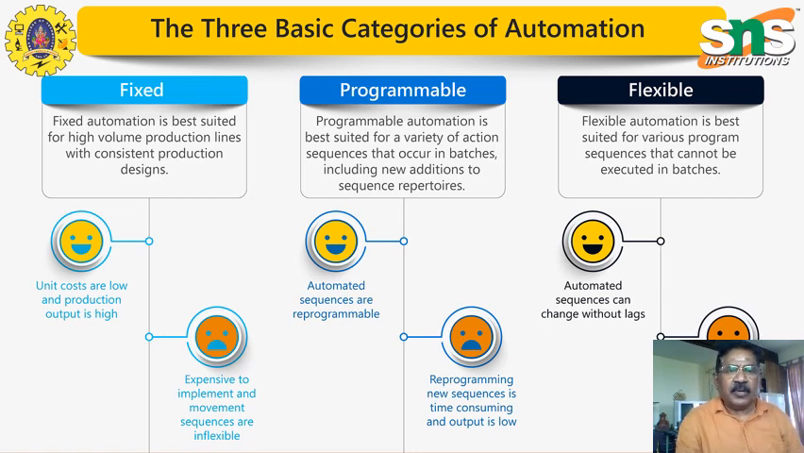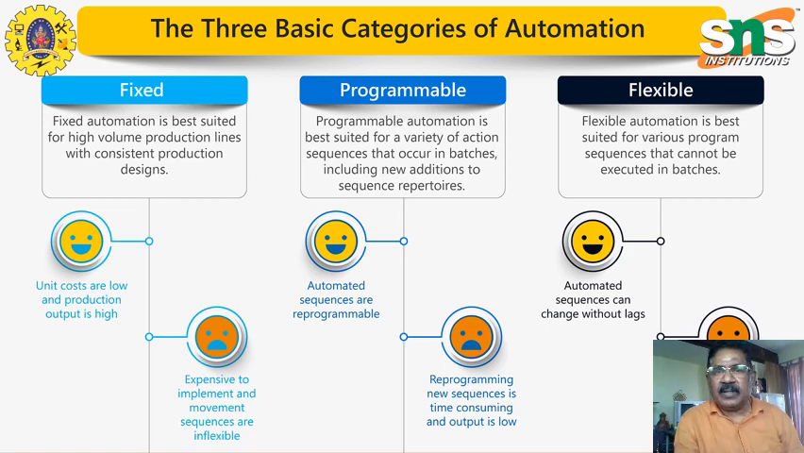Fixed automation is best suited for high volume production lines with consistent production designs. Unit costs are low and the production output is very high, but it is expensive to implement and movement sequences are inflexible. It's not very flexible there.